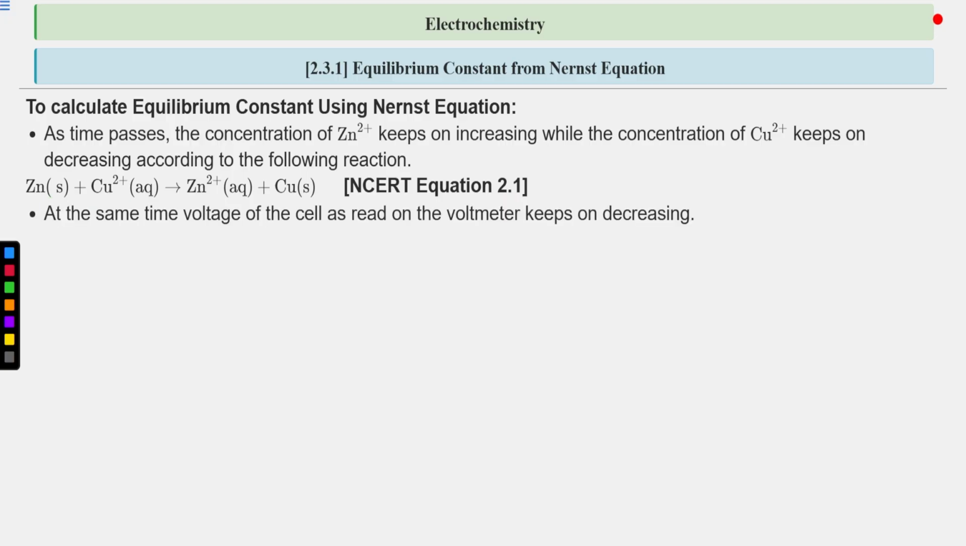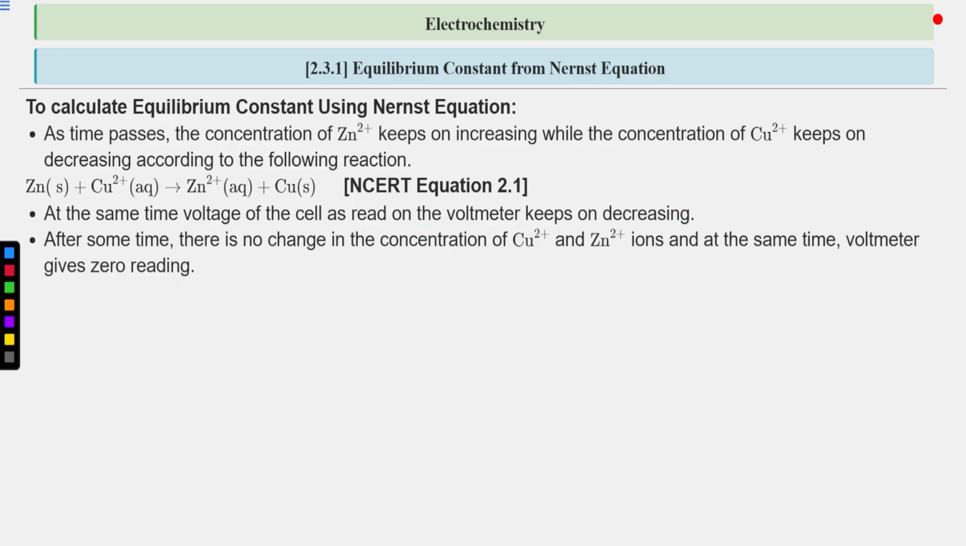At the same time, the voltage of the cell as read on the voltmeter keeps on decreasing. We have connected a voltmeter in the circuit, and the voltage of the cell keeps decreasing. After some time, what will happen? There is no change in the concentration of these two ions, and at the same time the voltmeter gives 0 reading.